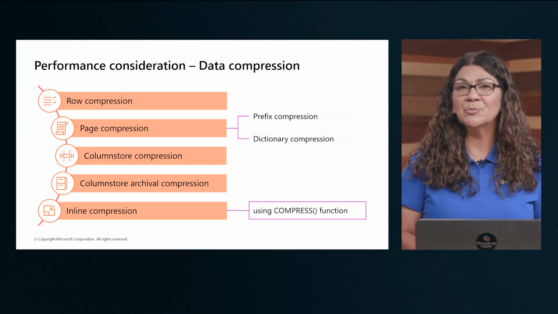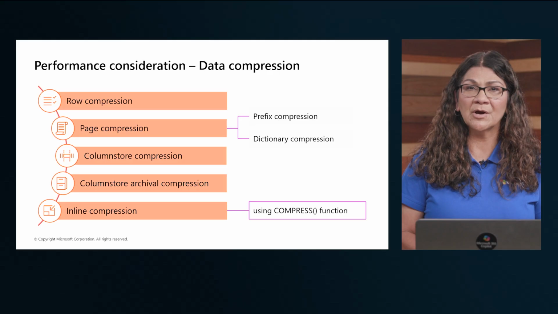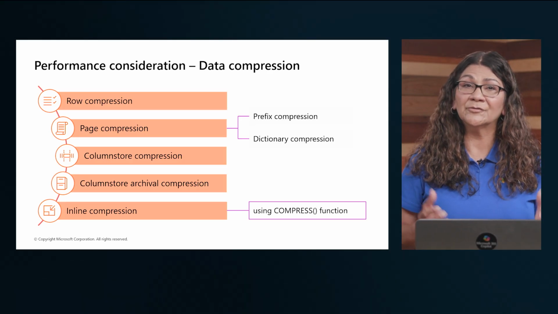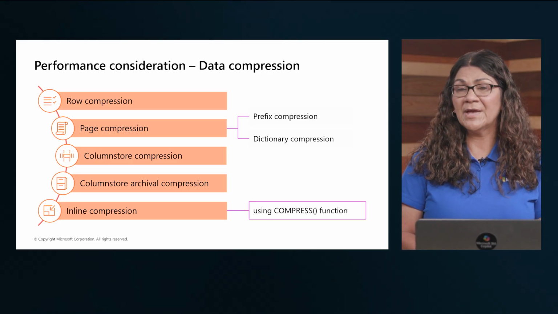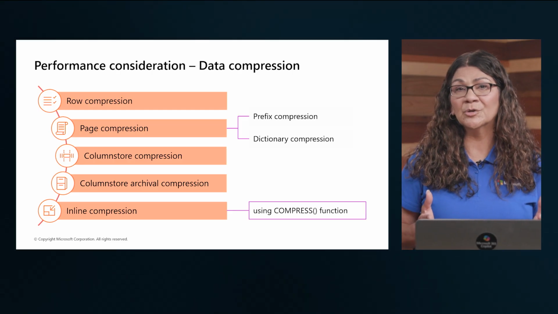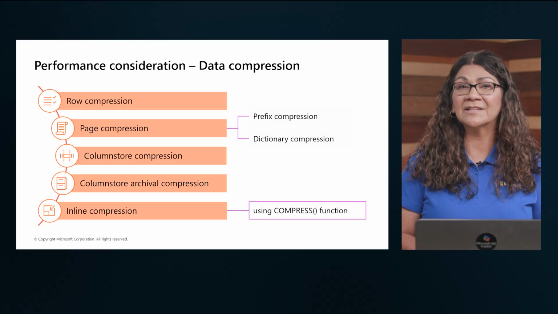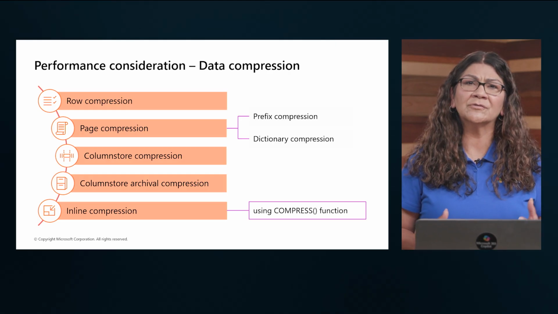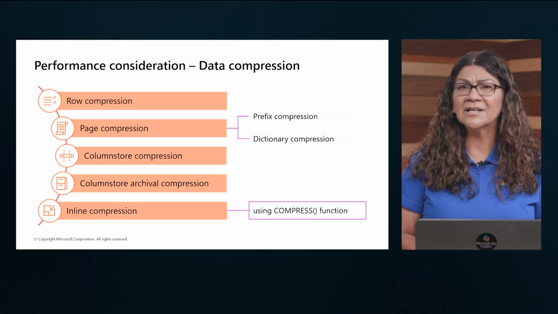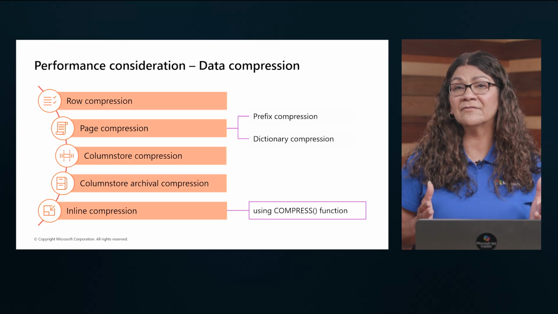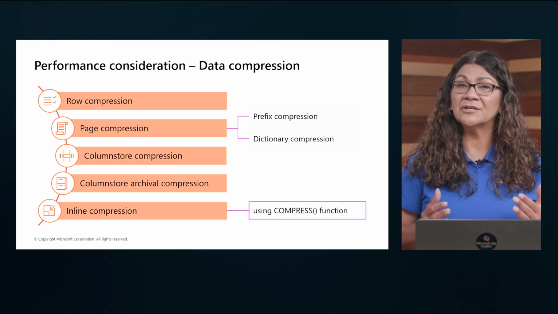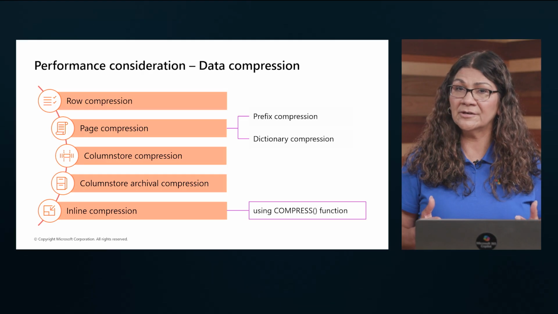It improves I/O performance with minimal CPU overhead, making it ideal for OLTP workloads. Page compression builds on row compression by adding a prefix and dictionary compression at the page level. It offers greater space savings and can improve performance for read-heavy workloads, though it uses slightly more CPU.